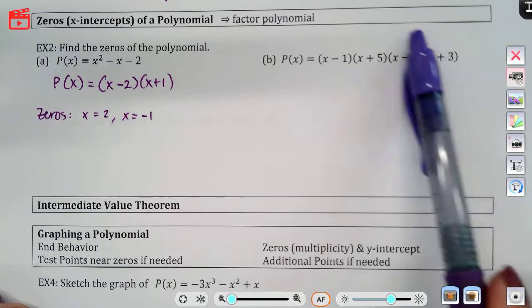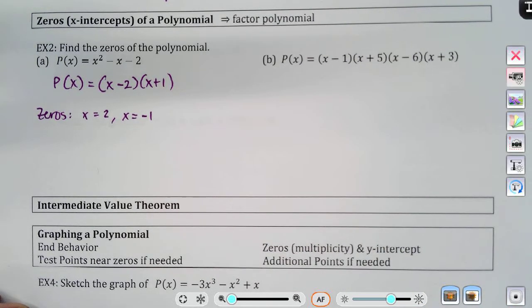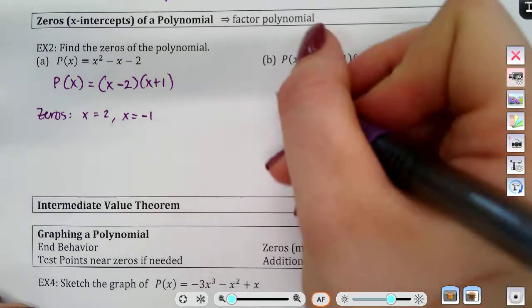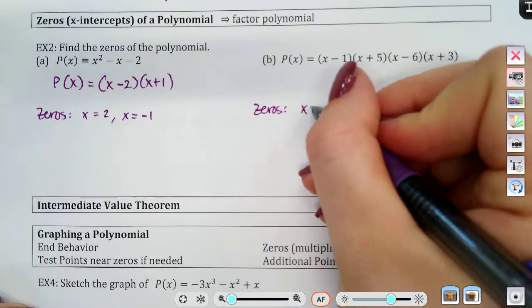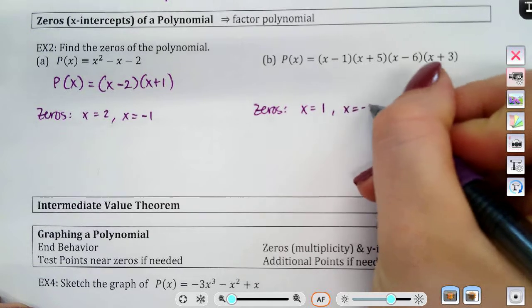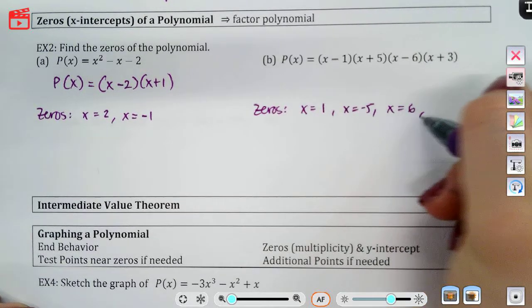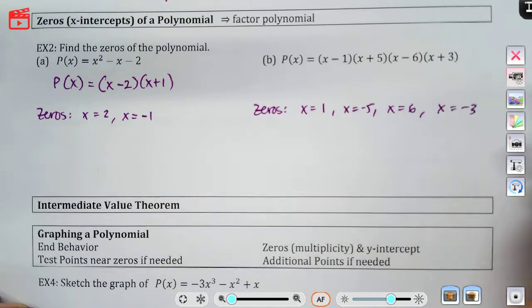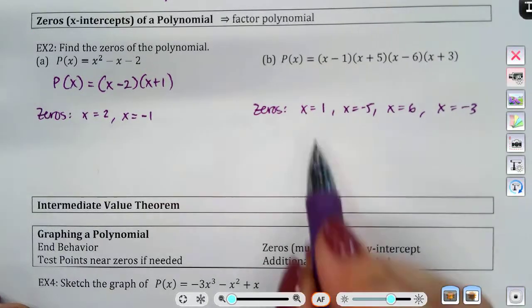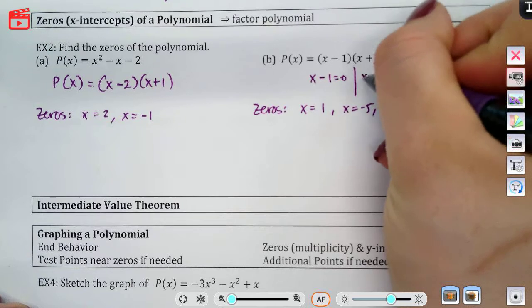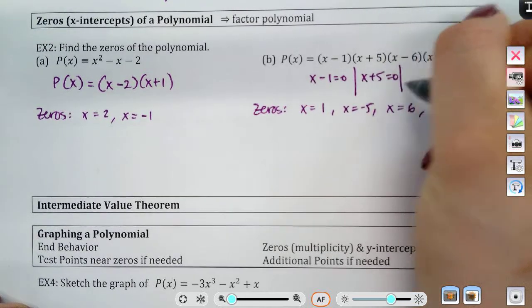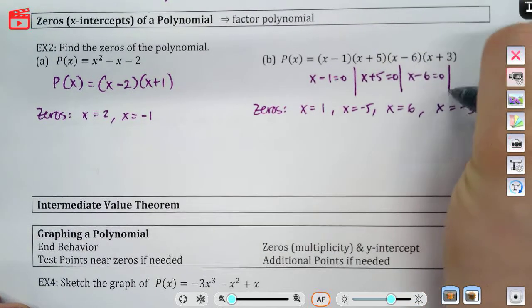Okay, go ahead and try to pull the zeros off for part B. All right, so the zeros for B, pulling them off, are x equals 1, x equals negative 5, x equals 6, and x equals negative 3. And if you're stumped as to how I'm getting these, remember what we do is we set each factor to 0 and solve for those factors.